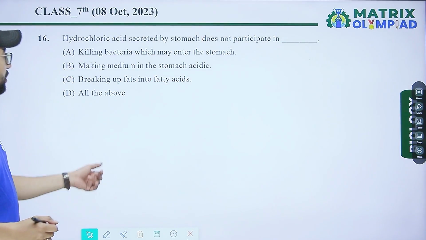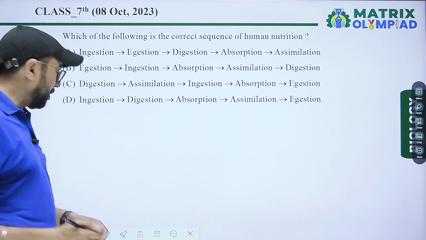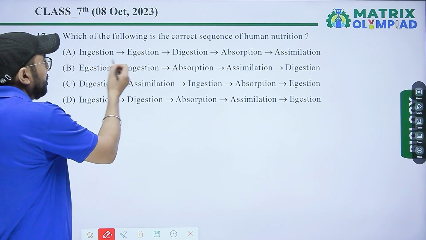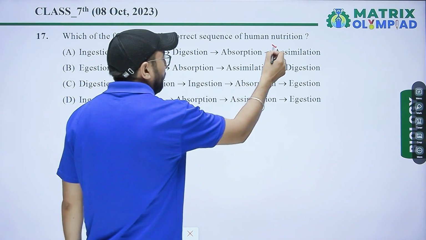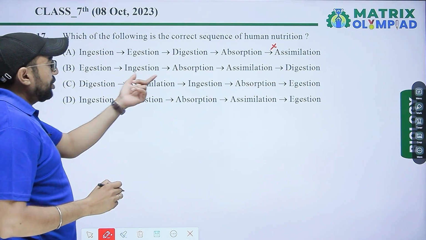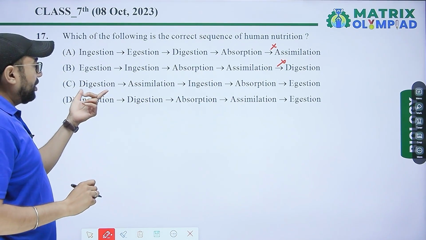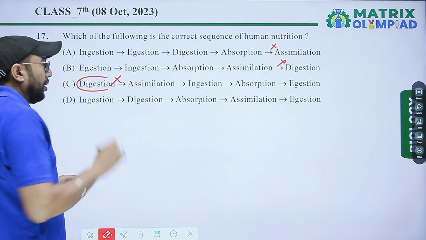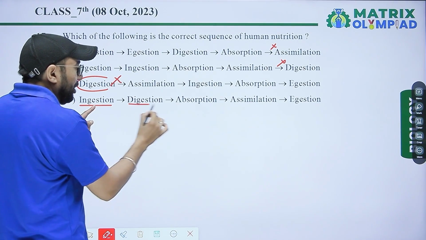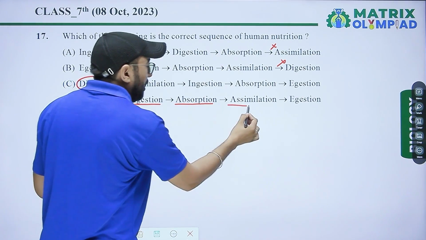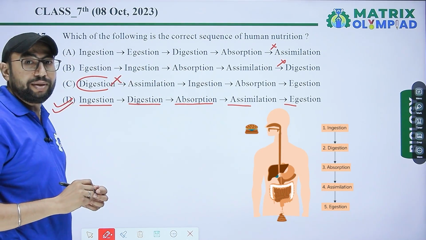Next question. Which of the following is the correct sequence of human nutrition? Option first, ingestion, egestion, digestion, absorption, assimilation. That is wrong. Egestion, ingestion, absorption, assimilation, digestion. That is wrong. Digestion first of all. That is wrong. Last one is ingestion, digestion, absorption, assimilation and egestion. That is the correct answer according to the question.